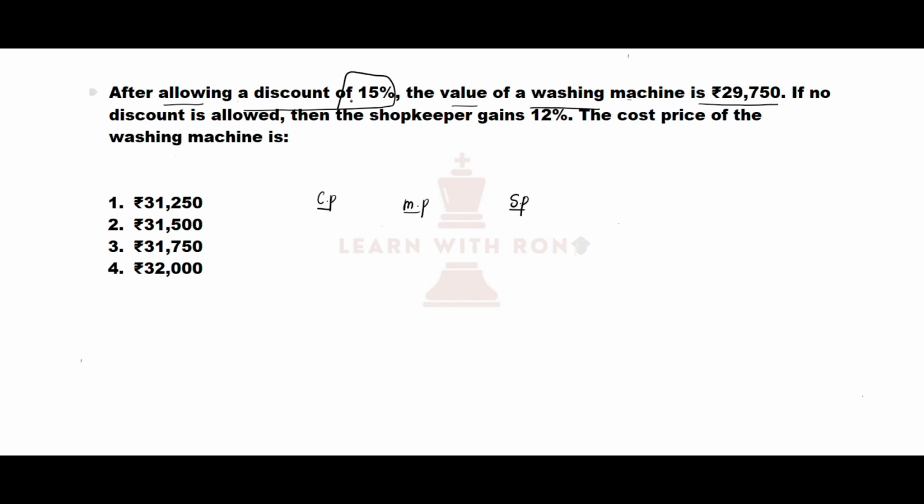They said 15% discount. So we will give discount on the mark price, right? So there is some value of mark price, and on this I gave a discount of 15%. Then the selling price is 29750. See the next part. If no discount is allowed, then the shopkeeper gains 12%.